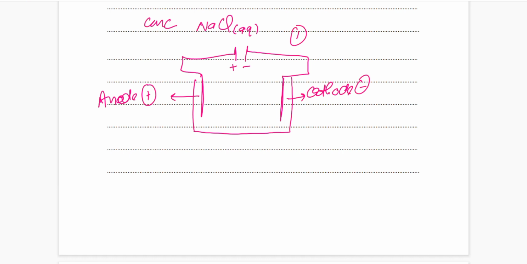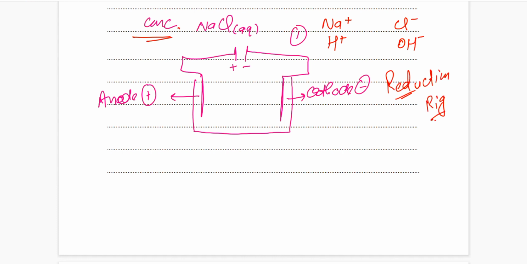Selection of ions: Na plus, Cl minus, H plus, OH minus. Here it is concentrated. What happens on the cathode? One of them will be selected. On the cathode, reduction takes place. Reduction is the gain of electrons.